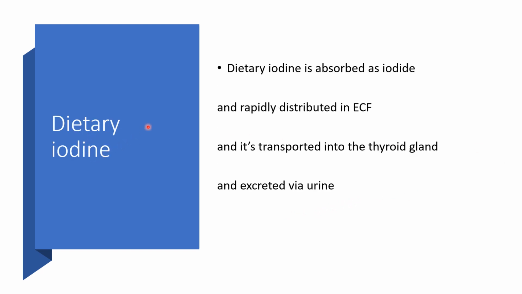Dietary iodine is absorbed as iodide and rapidly distributed in extracellular fluid and is transported into the thyroid gland, because if it doesn't get there, the effect will not be known. And it will be excreted via urine. So renal function tests are necessary when we're dealing with the thyroid gland.